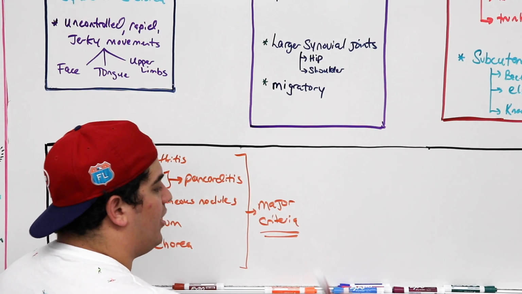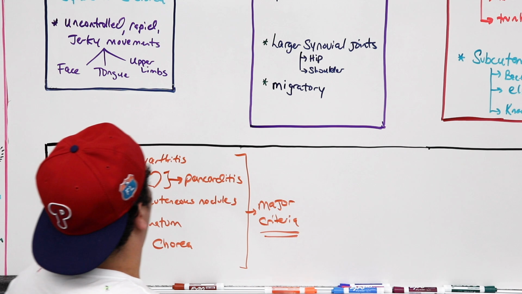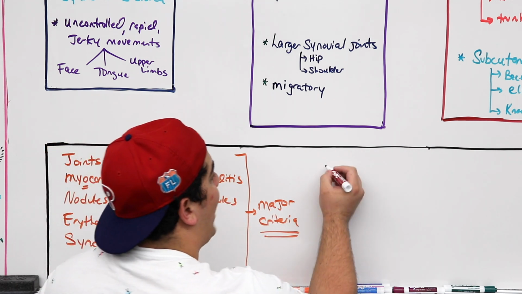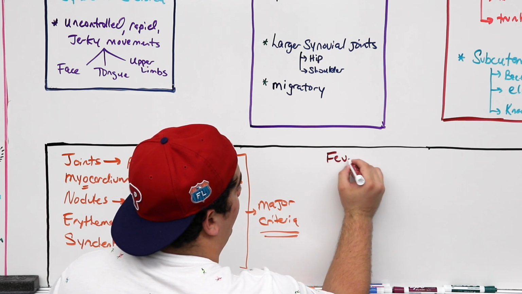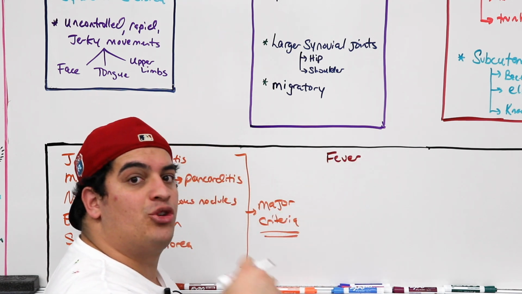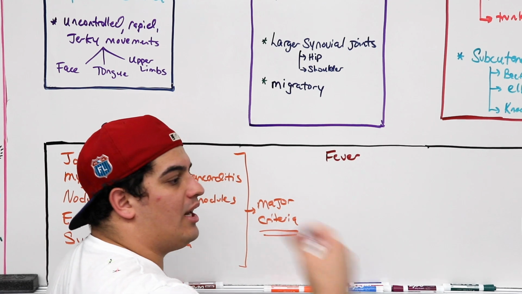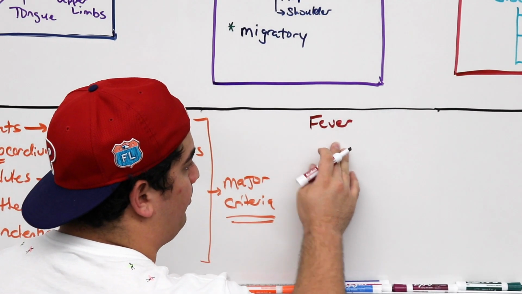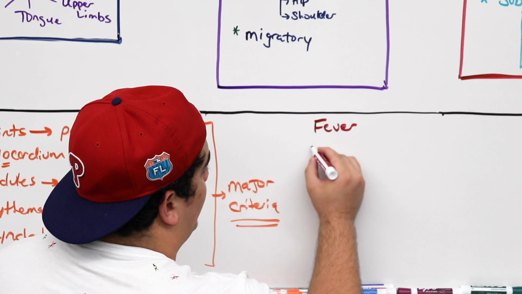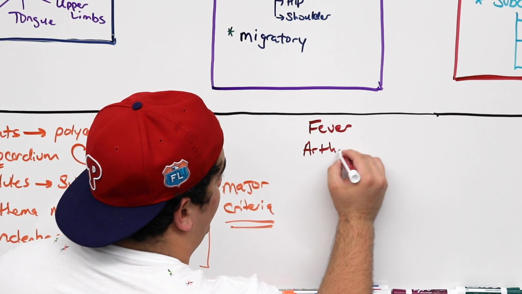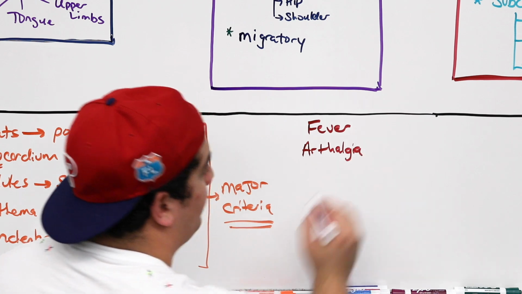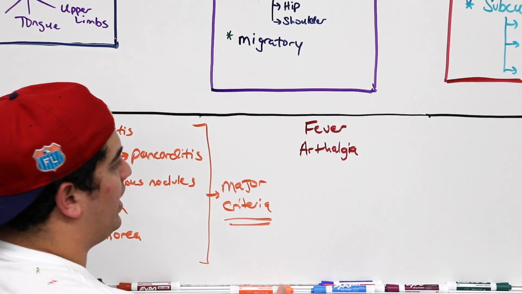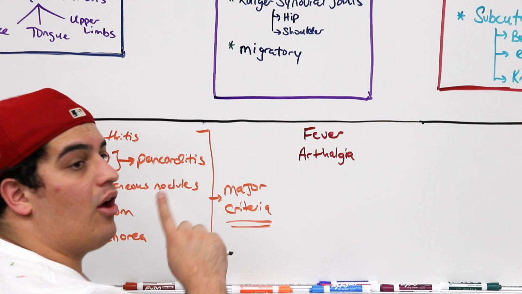So some of the minor criteria that we want to possibly consider is, remember, it can produce fever. It can activate our hypothalamic area, the hypothalamus, and trigger the actual resetting of our body's thermostat. So fever is a really, really important one. Another one is going to be arthralgia, which is just your joint pain.